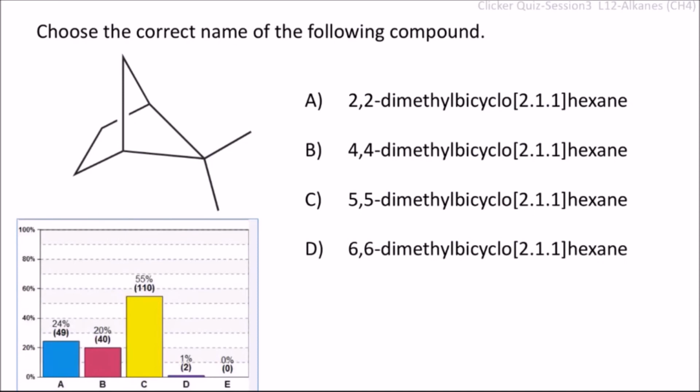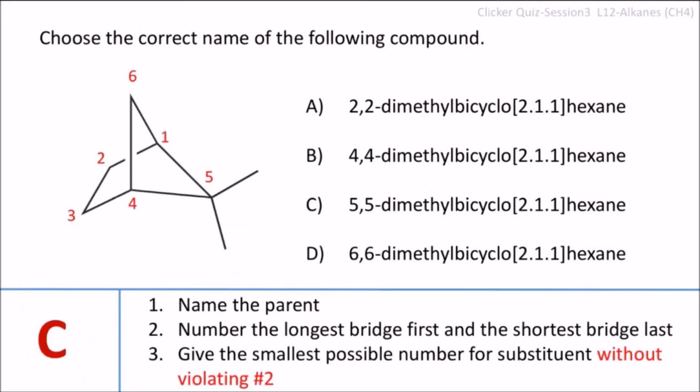So 110 students said C is the right answer. 49 students said A is the right answer. 40 students said B is the right answer. Okay, let's look at the answer key. Okay, C is the right answer. 5,5-dimethyl bicyclo 2,1,1 hexane. Okay, so again we have to follow the steps.